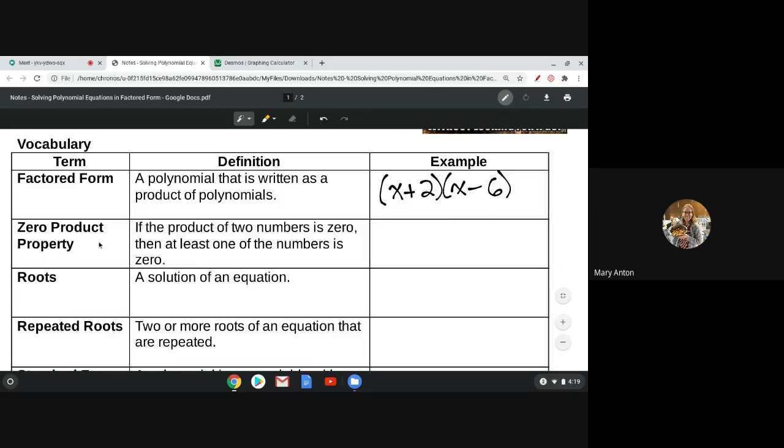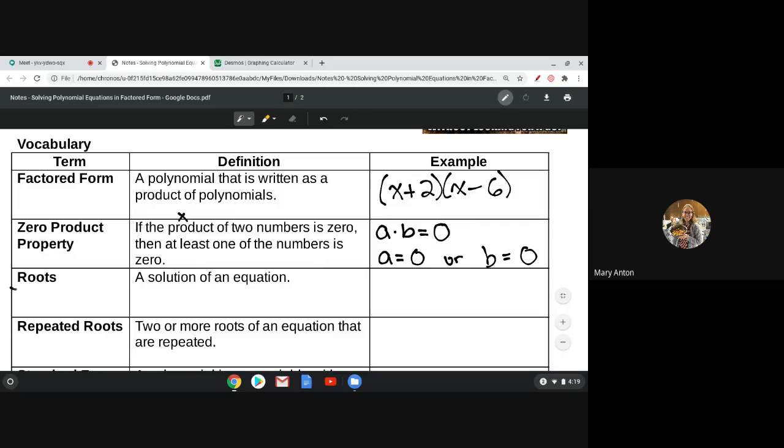All right, and now the zero product property. That just means if the product, remember products is times, so if you're multiplying two numbers and you get 0, then at least one of the numbers has to be 0. That means if you're multiplying two numbers, A times B, and they equal 0, that means either A has to be 0 or B has to be 0. Because when you multiply by 0, you get 0. If you multiply anything by 0, you get 0.